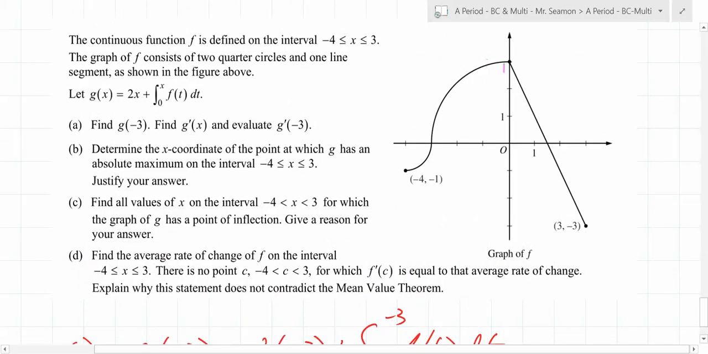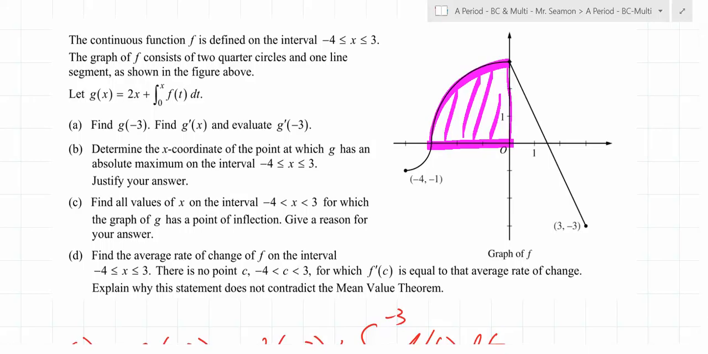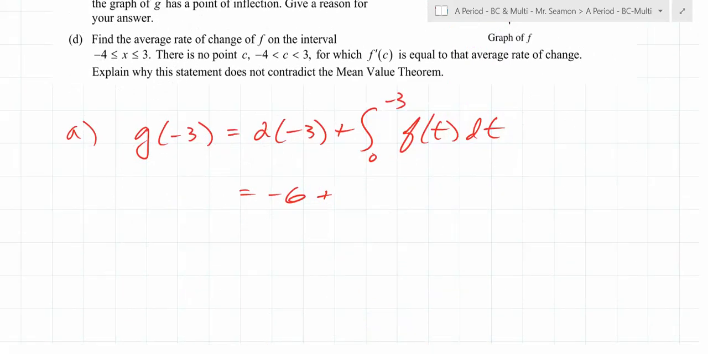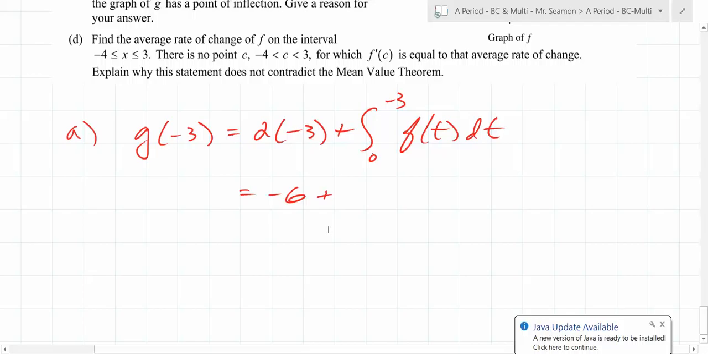So what region are we looking at here? This, but are you going left or right? So that's above the axis, right? But you're integrating from right to left, so it's the opposite of that, which means it's going to be negative, right? So it's a quarter circle. So it's 1/4 pi times 3 squared, because that's the radius. Are we with me so far? 9 pi over 4. So what do you have to do with that? You have to then not add it. What is it? Subtract it.